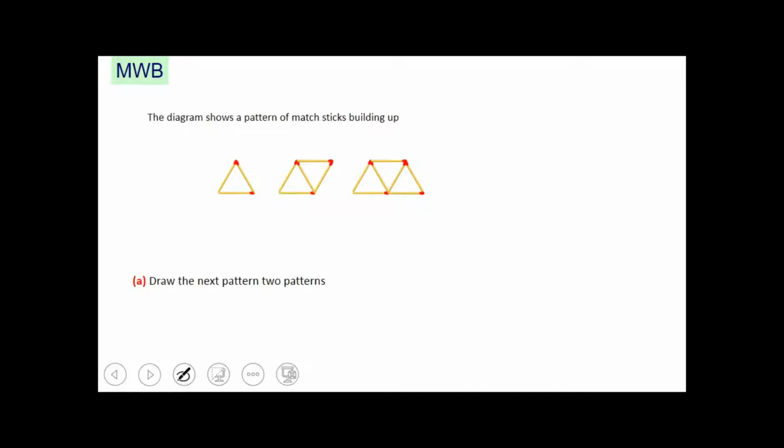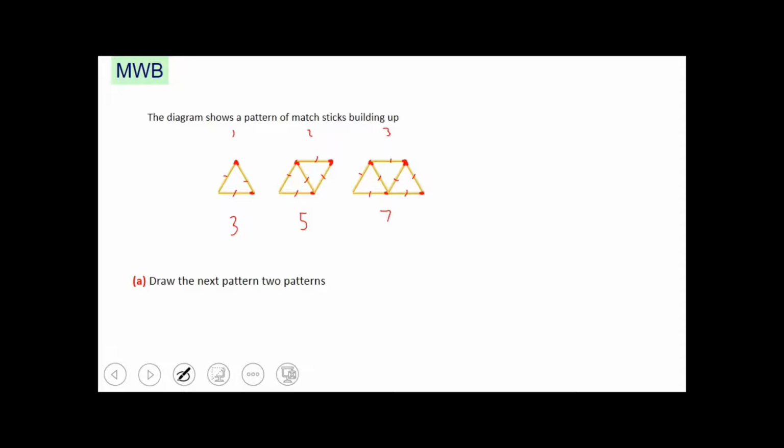The easiest way to do this is, let's count the matchsticks on each pattern. So you've got the first pattern here, the second pattern here, and the third pattern here. On the first one, you've got one, two, three matchsticks. And the next pattern, we've got one, two, three, four, five matchsticks. And on the third pattern, we've got one, two, three, four, five, six, seven matchsticks. And what you should notice, every time, it's increasing by two.